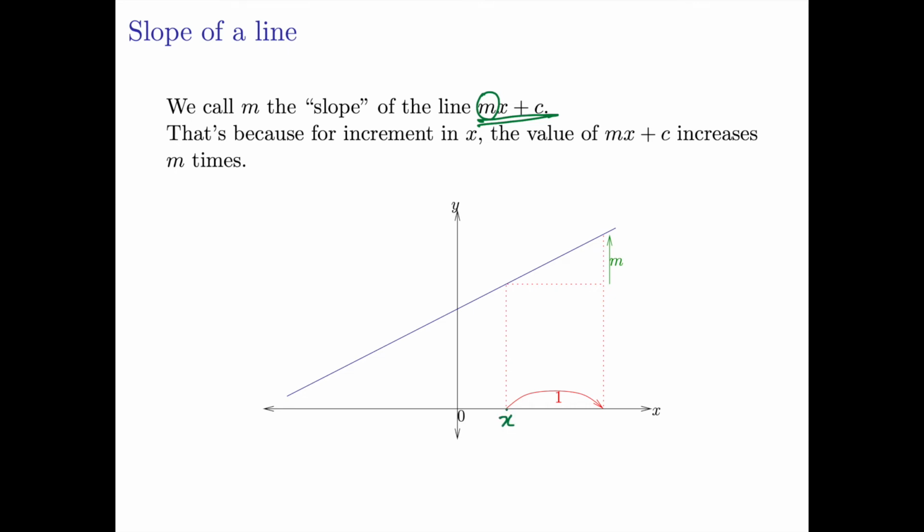Specifically, the slope tells us if we increment x by 1, how much does f of x increase? In other words, how much does mx plus c increase? And the answer is m. You may have seen this in your earlier math courses that the slope of a line can be expressed as rise over run. So if we run x by 1, how much does the function rise? So it rises from here to here. So that's the rise. We've run x by 1, and the value of the function has risen by m. So that's m over 1, which is just m.